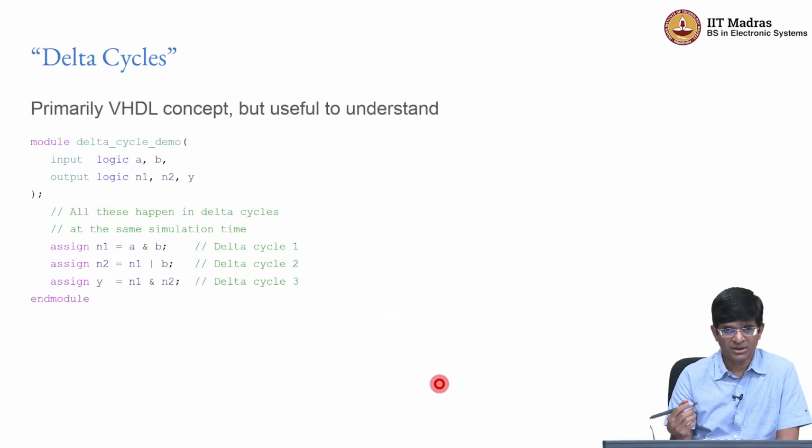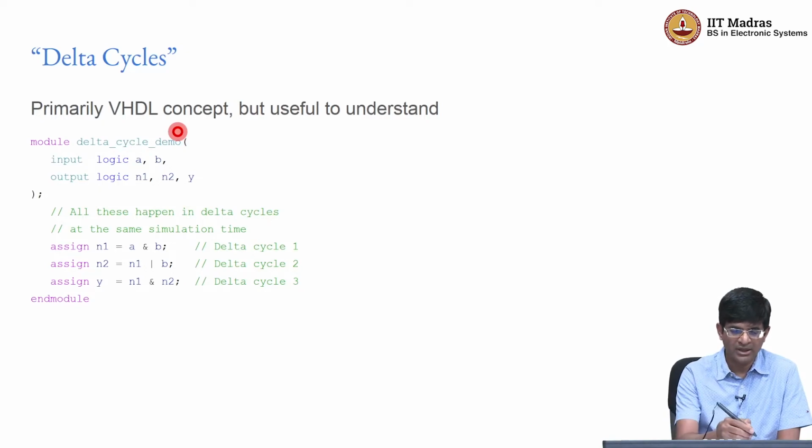So there is a notion of a delta cycle once again, which is primarily a VHDL concept, but it's a little bit useful to understand in Verilog, so I'm going to just briefly talk about it over here. What it says is, let's say I have these three assignment statements, right, which are performing computations based on changes in two inputs A and B. As we can see over here, anytime that A or B changes, N1 is going to get re-evaluated.